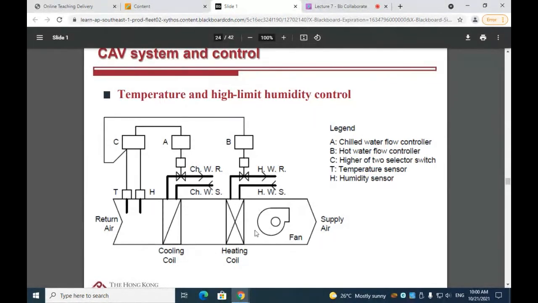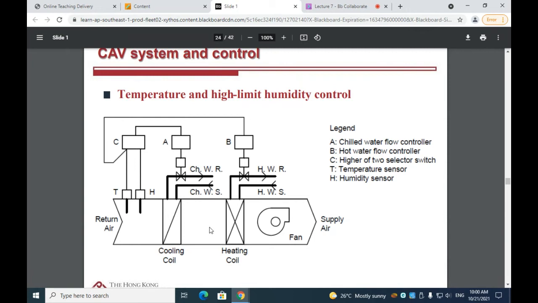And this is how the heating coil comes to play. So when the air goes through an overcooled cooling coil, first of all, the humidity ratio will be treated to the design value or the preferred value. And then in the current scenario, the temperature is overcooled. And this is why we will need an extra heating coil here. So in this scenario, temperature and high limit humidity control, the waste of energy is inevitable.